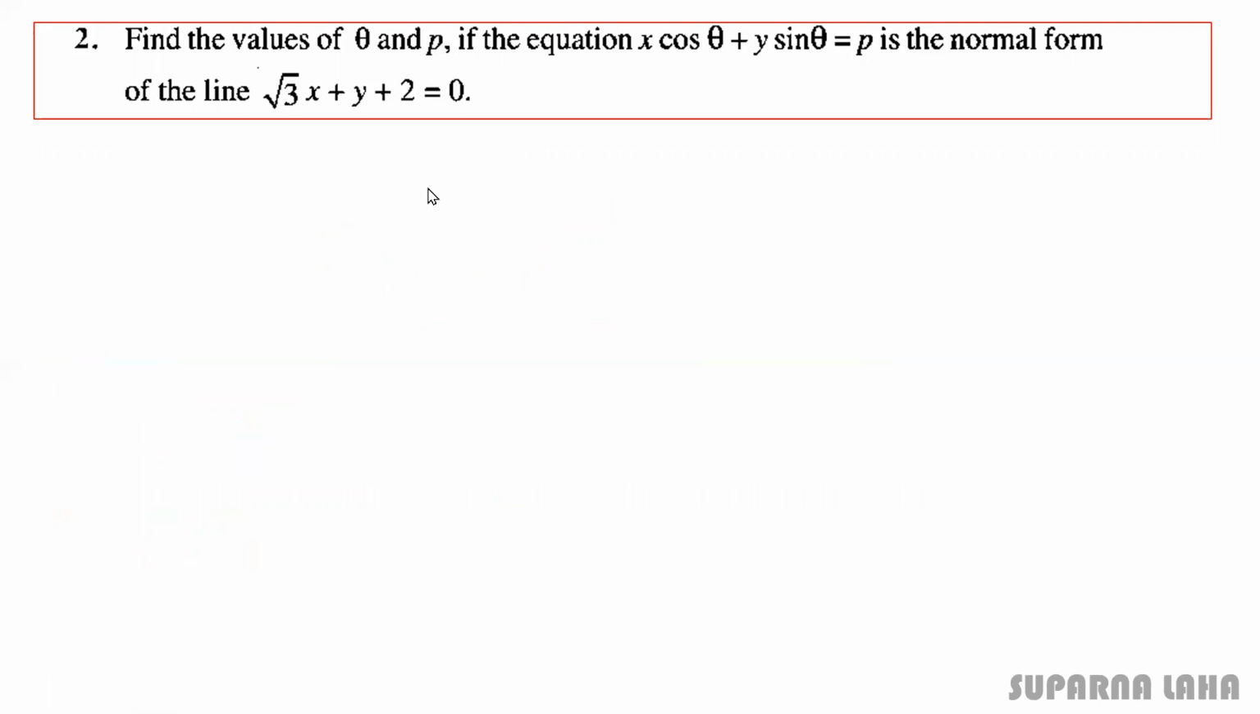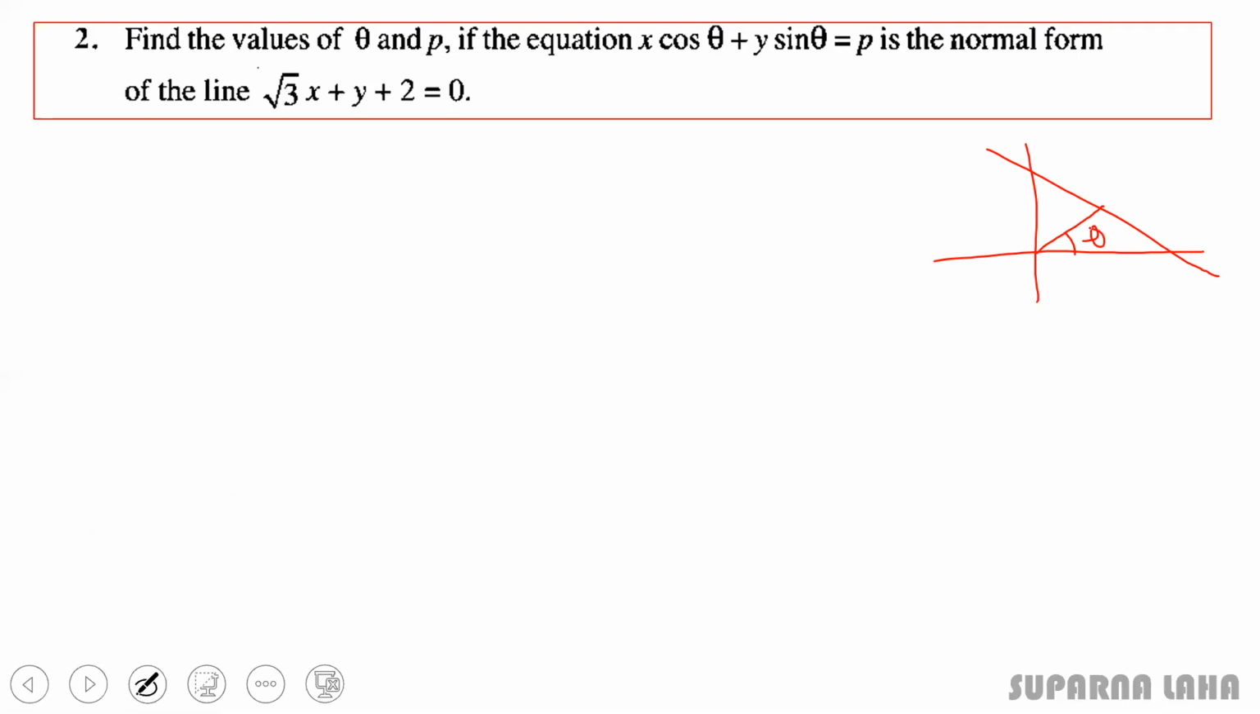Question number 2. Find the value of theta and p if the equation x cos theta plus y sin theta equals p. First of all, tell me what this representation is called. It's called the normal form of a straight line, where theta, what is theta and what is p? Just remember this: if this is the line and this is the perpendicular from the origin to the straight line, this is theta, and this distance is called p. That is, the perpendicular distance from the origin to the straight line is p.